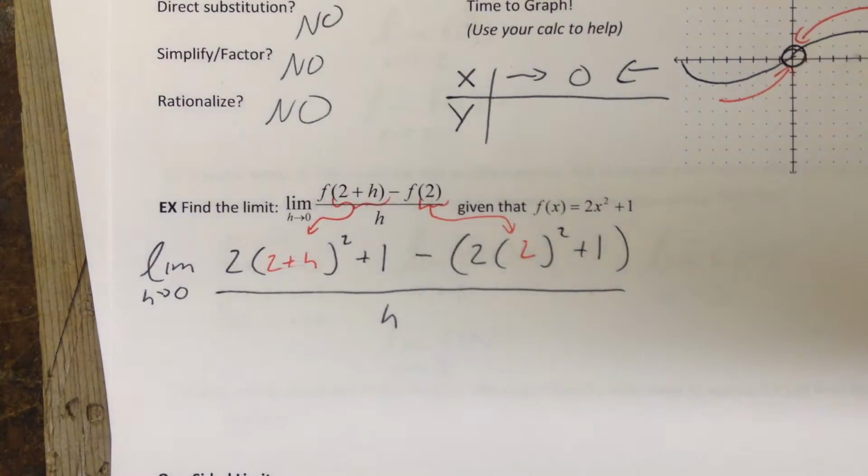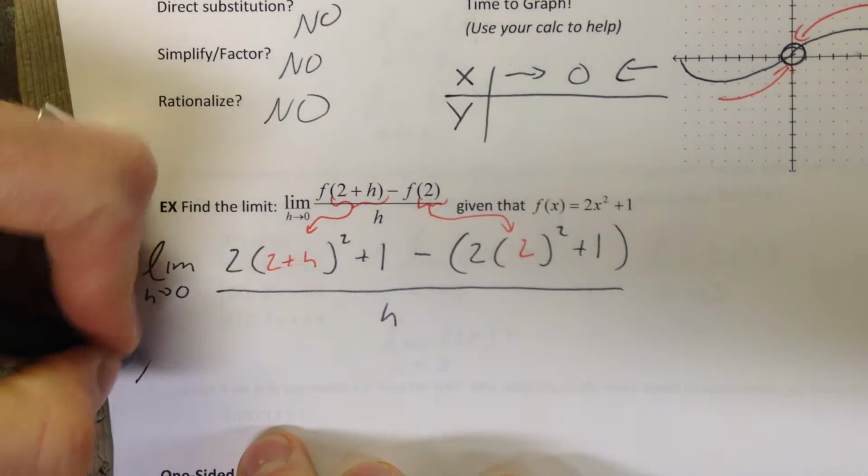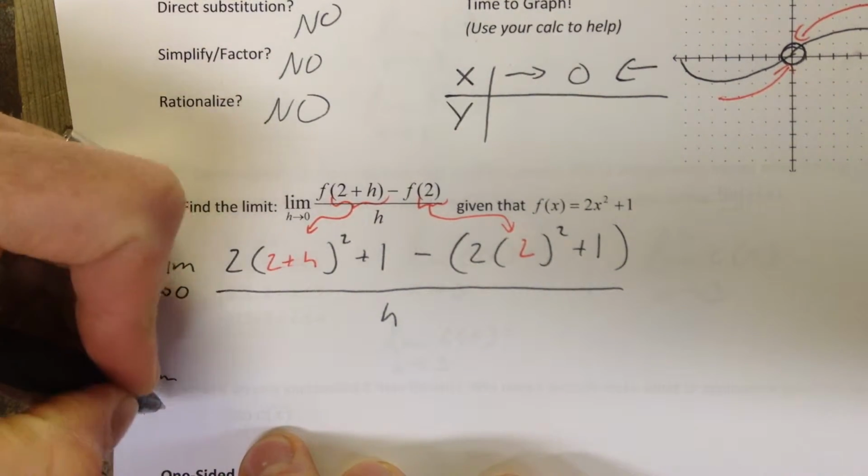All right, now let's see if we can do a little algebra. So I'm going to hold off on the limit for right now. I'm just going to write it down, and I'm just going to try and simplify as much as I can.